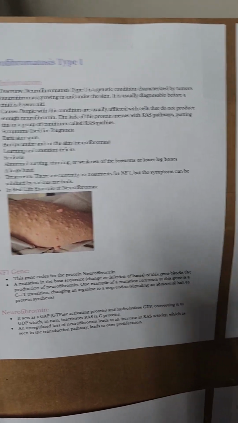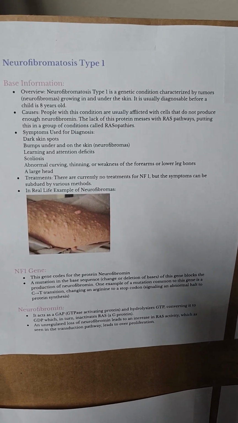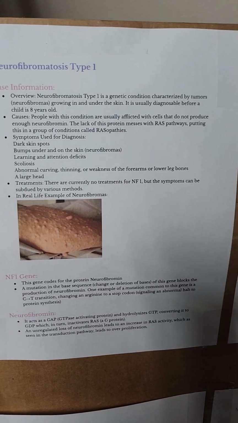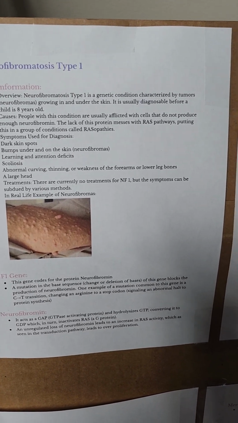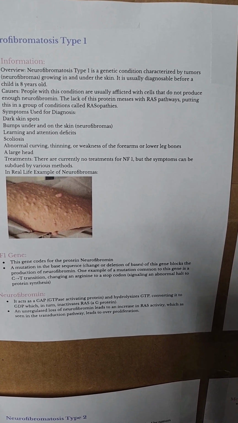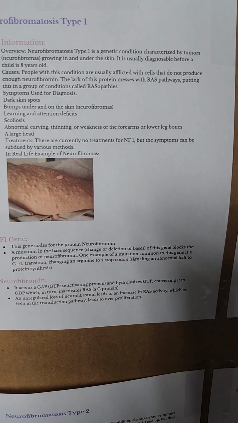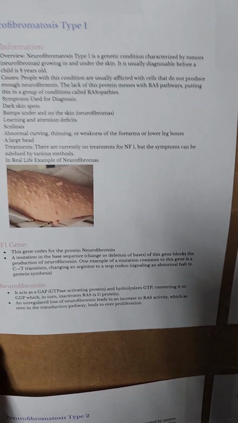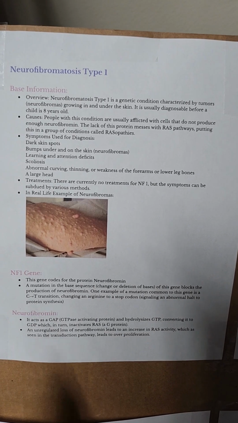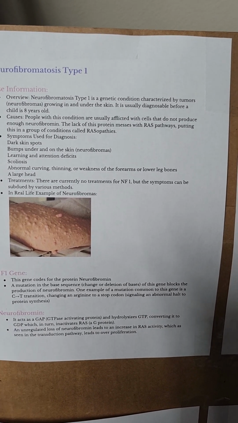But to start off, my disease was neurofibromatosis, and there's 3 types. Neurofibromatosis type 1 is categorized by bumps under and in the skin, and those bumps are tumors caused by unregulated cell growth. This unregulated cell growth comes from the RAS pathway. But before we get into that, you have to look into the specific gene mutation that causes neurofibromatosis type 1.